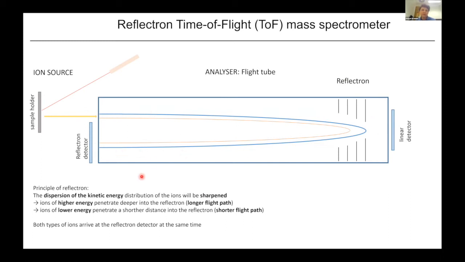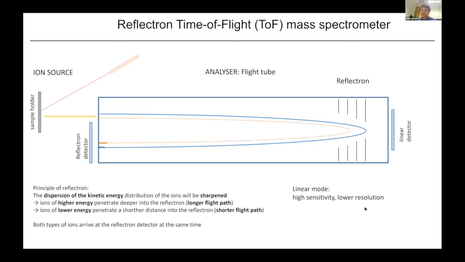But what is more important here is that ions that have slightly higher kinetic energy, they will penetrate slightly deeper into the reflectron, whereas those with lower kinetic energy, they will penetrate to a lower depth of the reflectron. And ultimately, the two flight paths have a slightly different length. And what that leads to in the end is that the two ions should then hit the reflectron detector at the same time. So essentially, we've found a way to correct the distribution of kinetic energies, the dispersion of kinetic energies, and by doing that, we're able to sharpen up the peaks and the mass resolution achievable in the device.